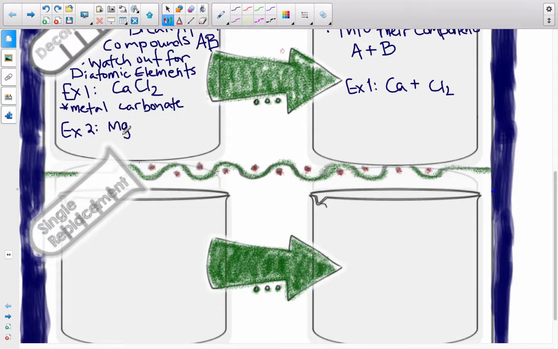Magnesium has a +2 charge. Carbonate has a -2 charge. So the formula of magnesium carbonate is just MgCO3. And we're going to follow this pattern. Every time a metal carbonate breaks down, we're going to create the metal oxide and carbon dioxide. Every single time.